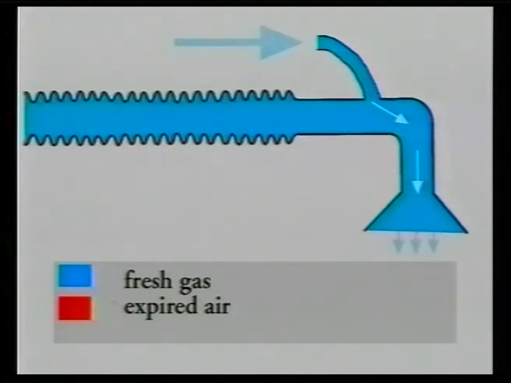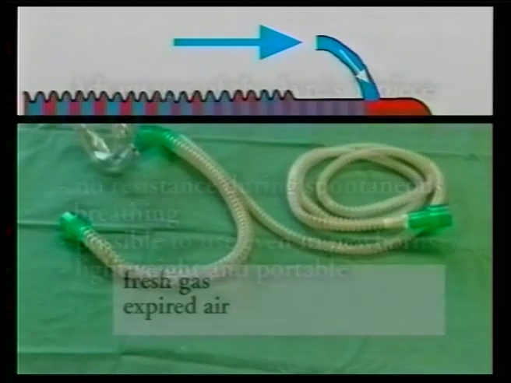In practice, normally such fresh gas flow is chosen that corresponds to approximately 2.5 times the patient's minute ventilation volume.